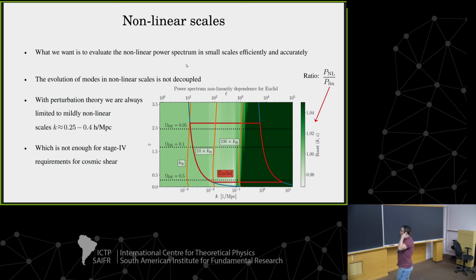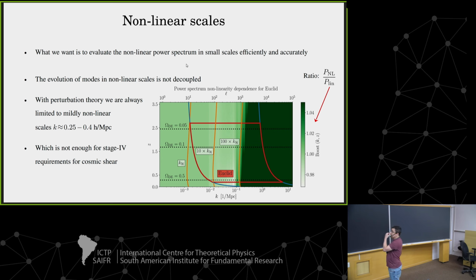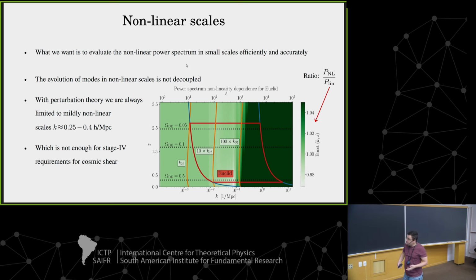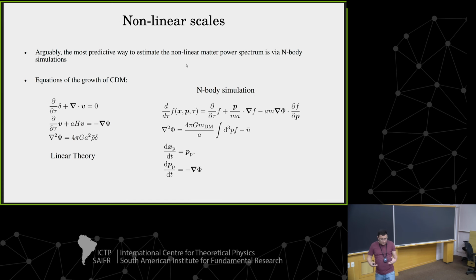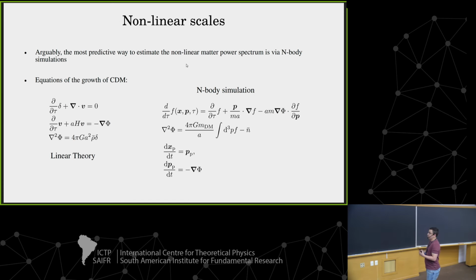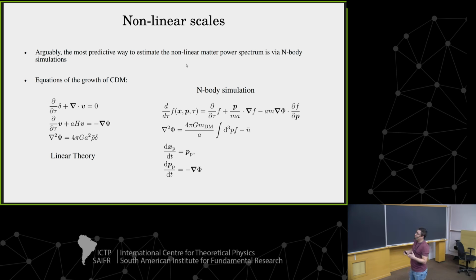So with perturbation theory, we simply cannot go to very small scales because we're always limited to the assumption of small density perturbations. And this gets us to the mildly nonlinear regime. But cosmic shear is something that probes really small scales. So basically, this is not going to be enough for stage 4 requirements. And the most predictable alternative that we have in the literature to explore these small scales is precisely using n-body simulations.